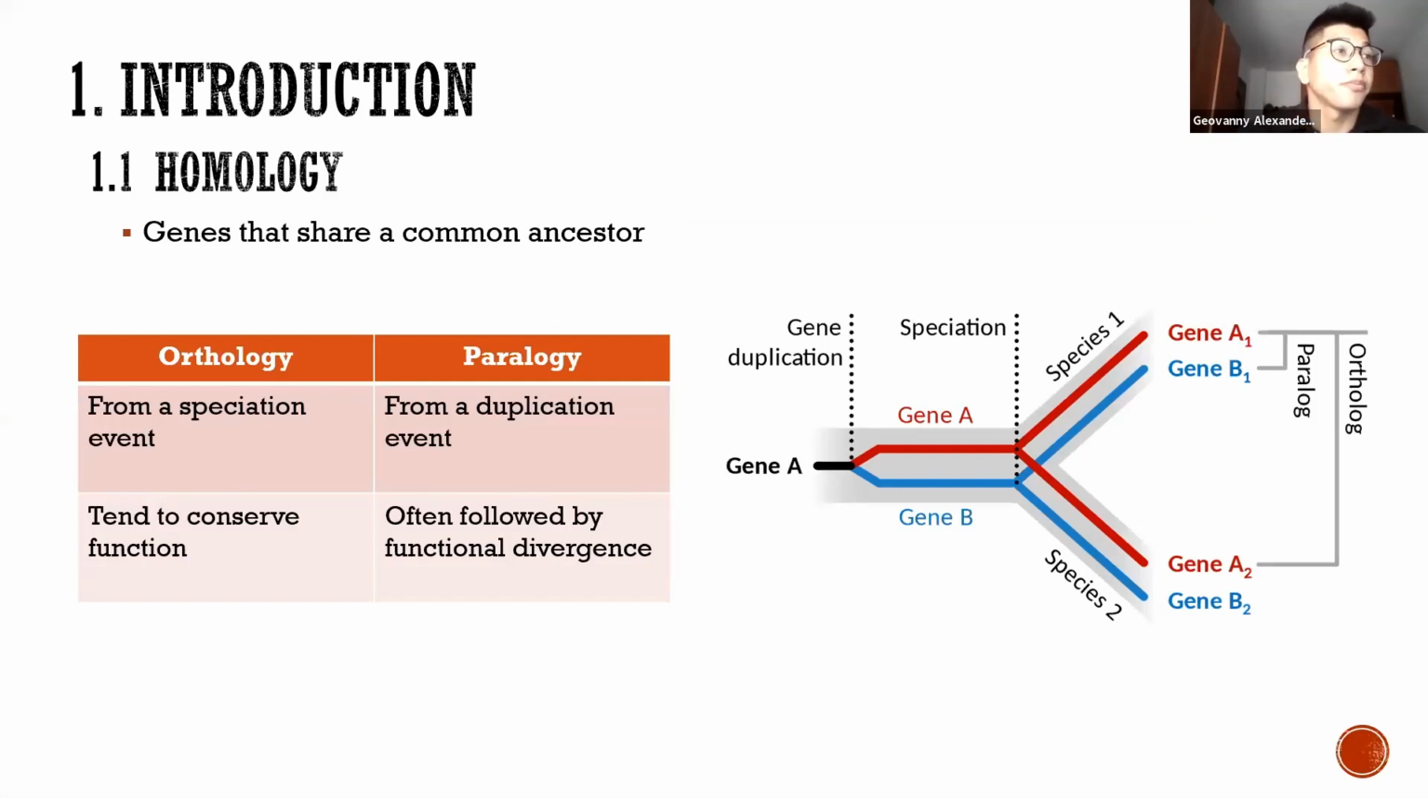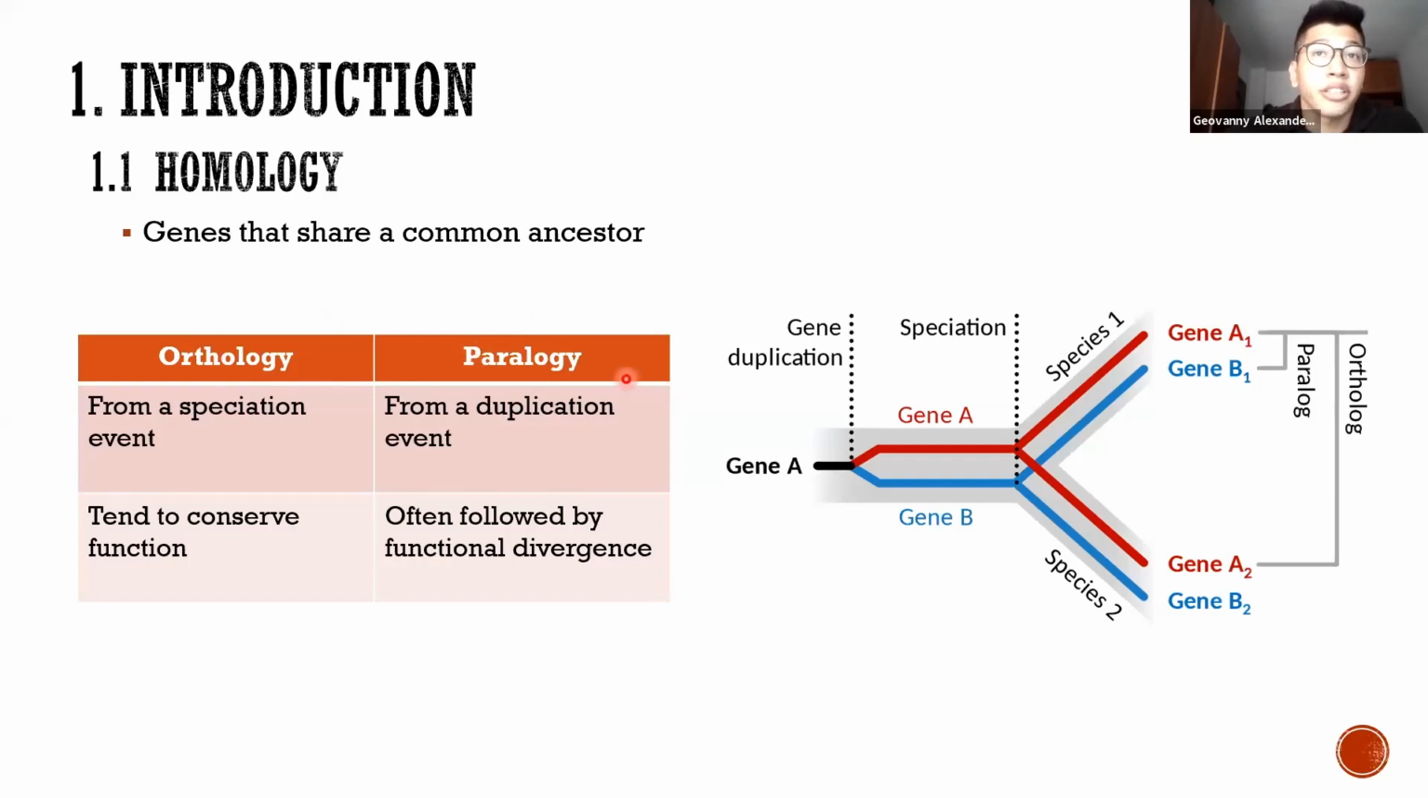So as you may know, sequence homology refers to those genes that share a common ancestor. There are two types of homology, orthology and paralogy. And the main difference between them is that orthology comes from a speciation event, while paralogy comes from a duplication event.